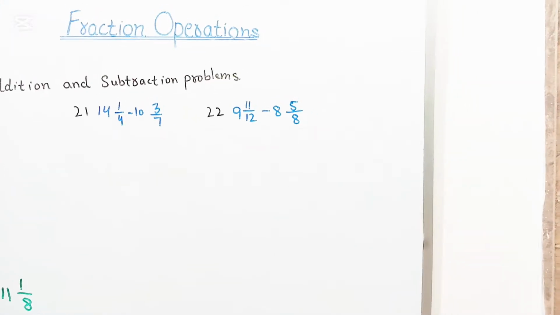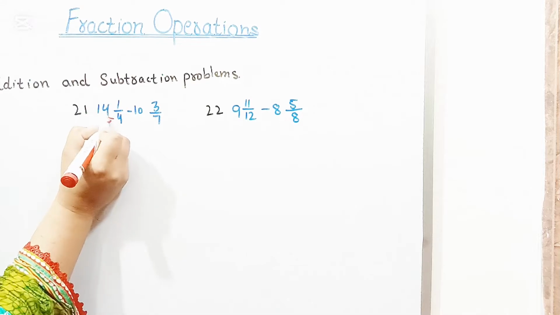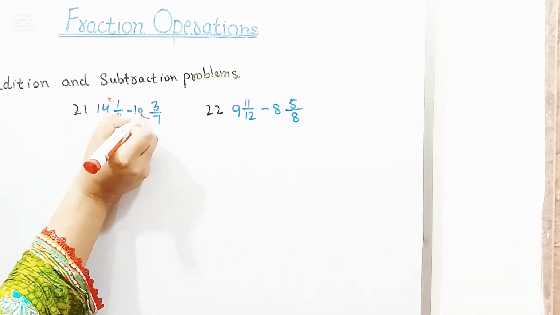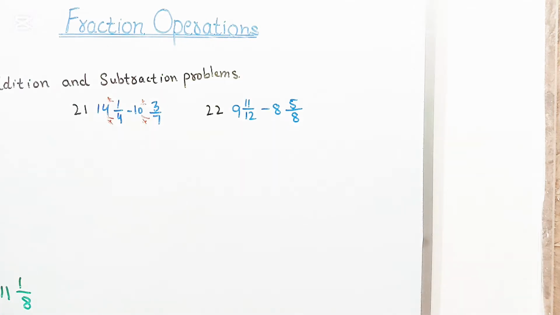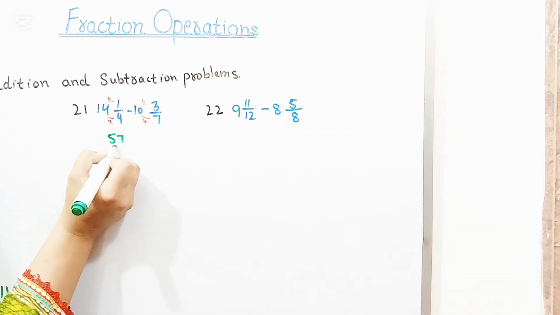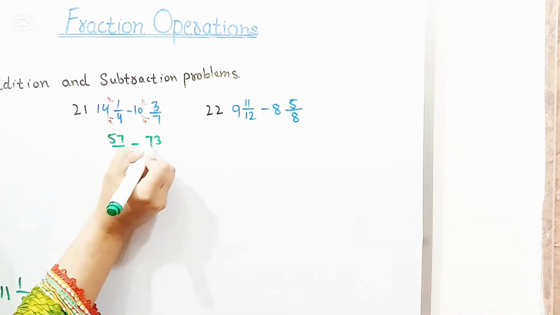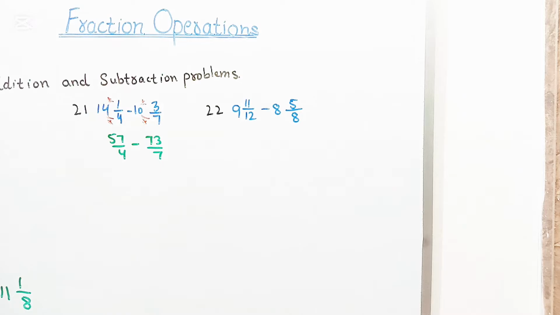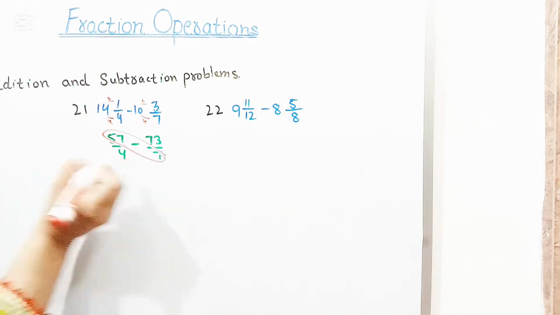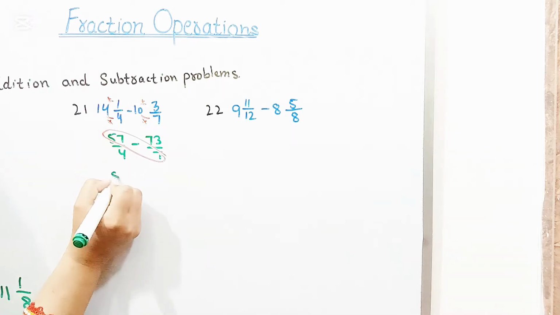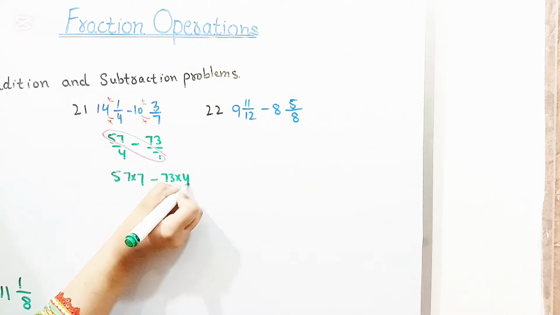Next question number 21. 14 1 over 4 minus 10 3 over 7. We multiply and then we add. 57 over 4 minus 73 by 7. We will take the butterfly method. 57 multiplied by 7 minus 73 multiplied by 4.